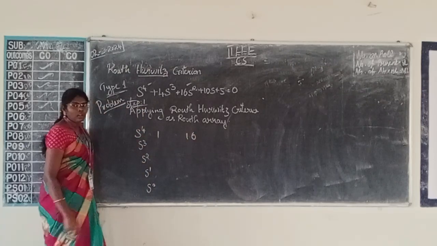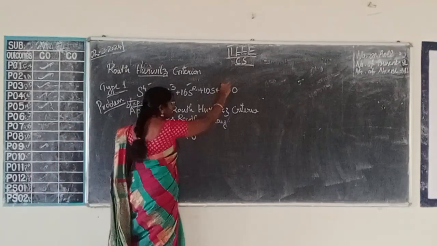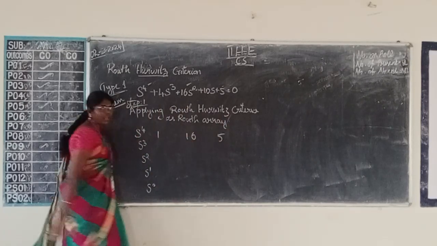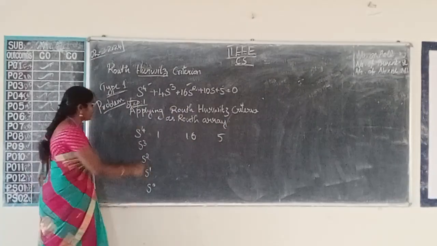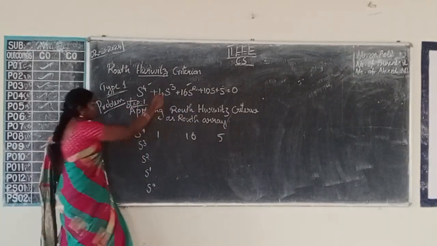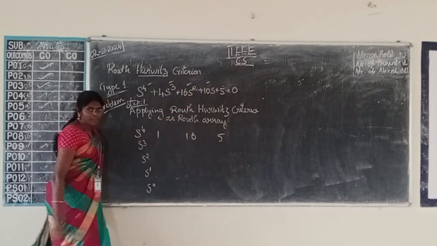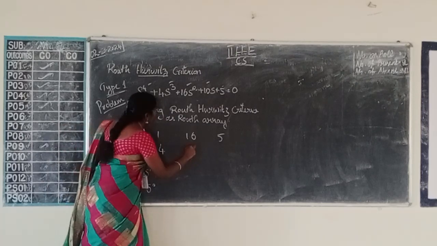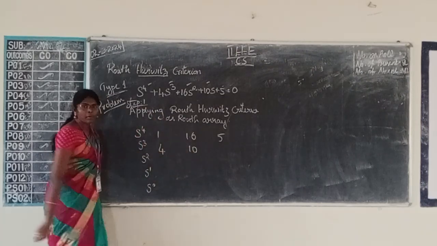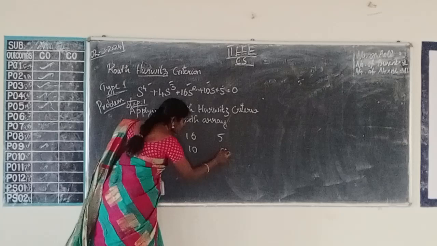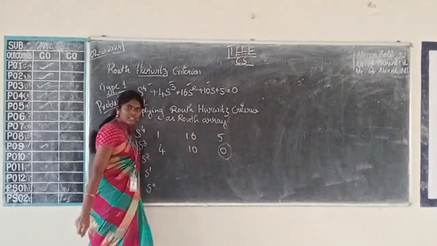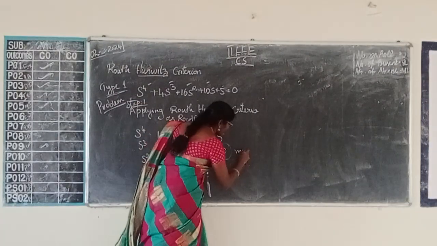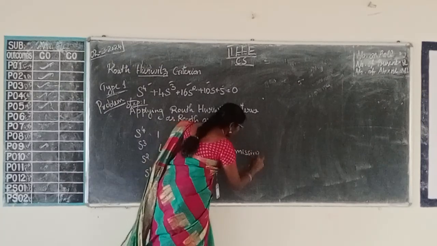Okay, along with that, we will be writing the constant 5. And after that, S cube. For S cube, what will we write? The odd powers. That is 4. And then what is it? 10. There is no number over here, and there is a missing term. We can say it as a missing term, so we can name it as 0.